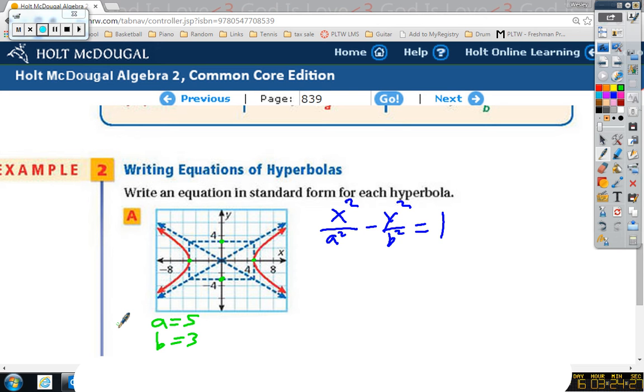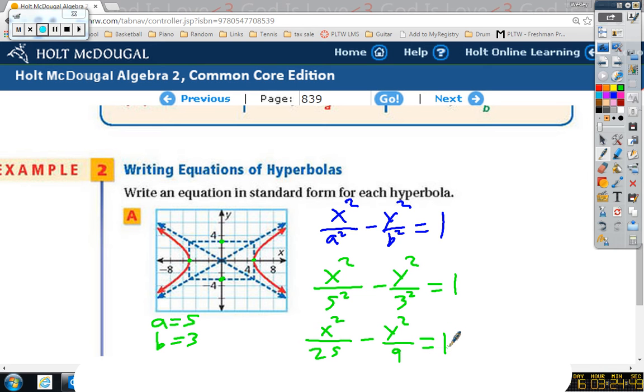So in my equation, I have x squared over 5 squared minus y squared over 3 squared equals 1, which is x squared over 25 minus y squared over 9 equals 1. And that's my equation for a hyperbola for this problem.